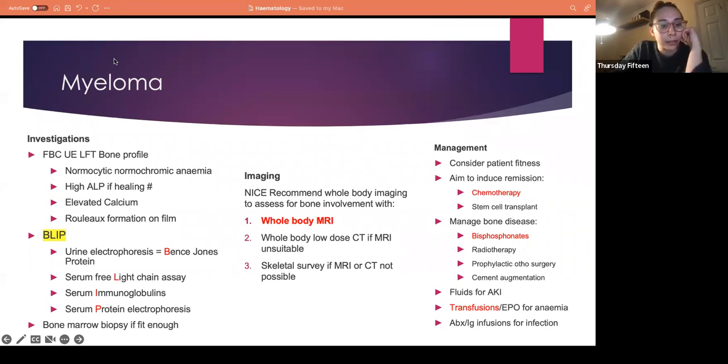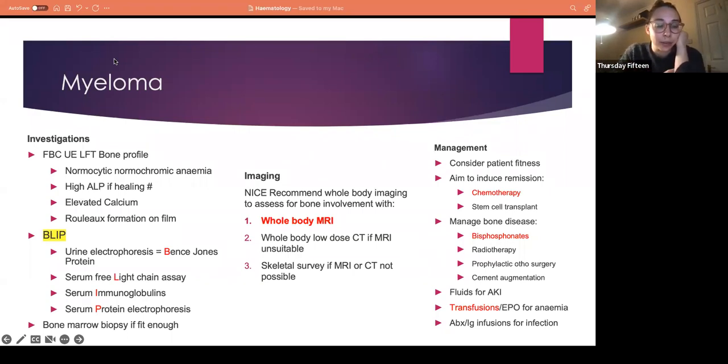So urine electrophoresis will reveal Bence-Jones proteins, and they're like monoclonal light chains in your urine. A serum-free light chain assay, serum immunoglobulins, so just in your blood, and serum protein electrophoresis. Protein electrophoresis will only detect an intact antibody, and actually in myeloma, 20% of myelomas or something secrete light chains, so fragments of immunoglobulins. So you need to do urine electrophoresis and serum-free light chains as well to look for those. You can't rule out myeloma with a negative protein electrophoresis.